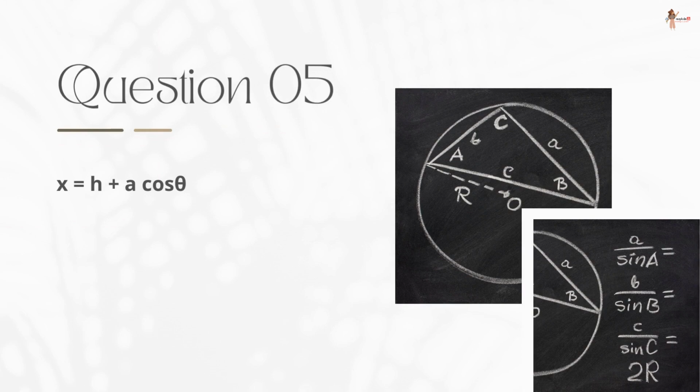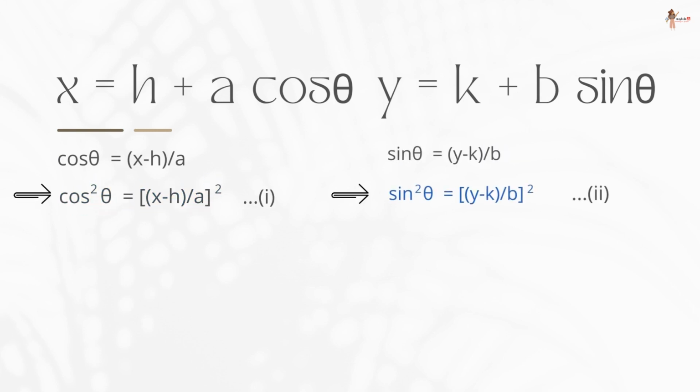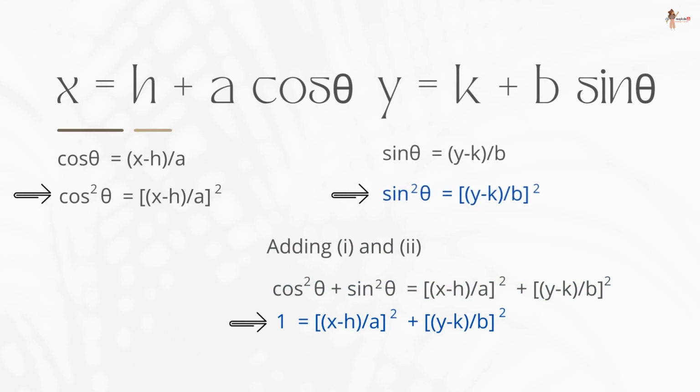Here x = h + a cos θ and y = k + b sin θ. So again, we would use the identity sin² θ + cos² θ = 1. We can say that cos θ = (x − h)/a and sin θ = (y − k)/b. Squaring both, we get, now adding these two equations, we get this. Now sin² θ + cos² θ is 1, substituting, and we get this, thus eliminating θ.